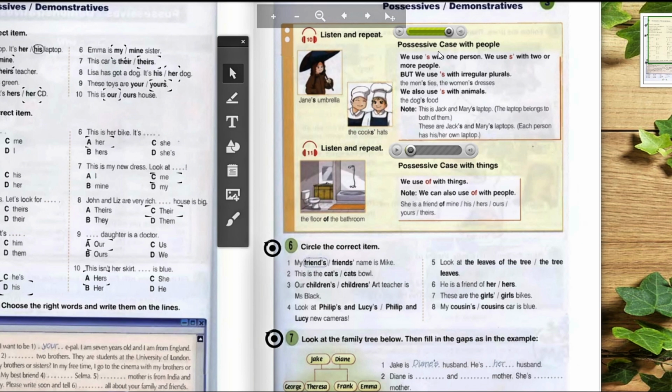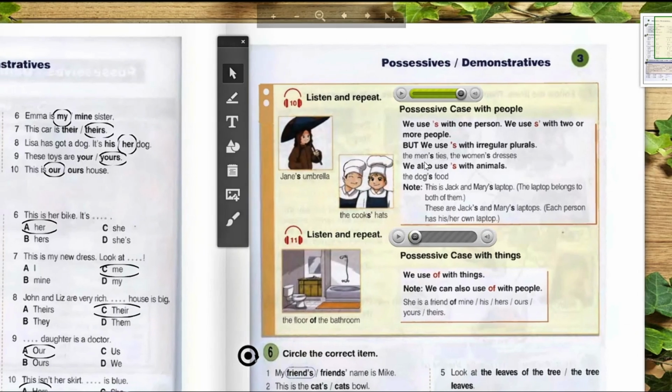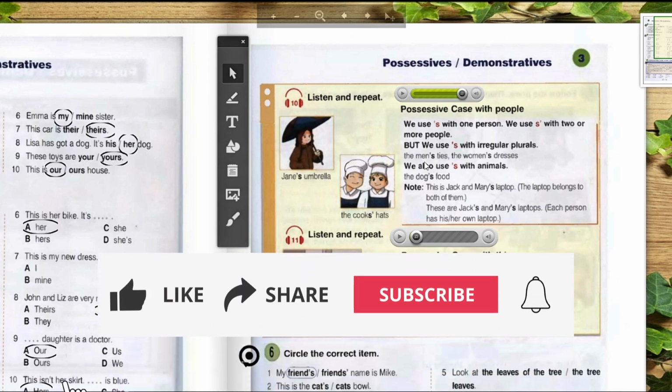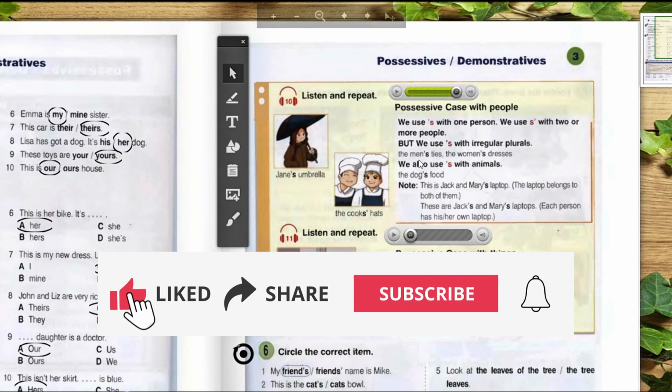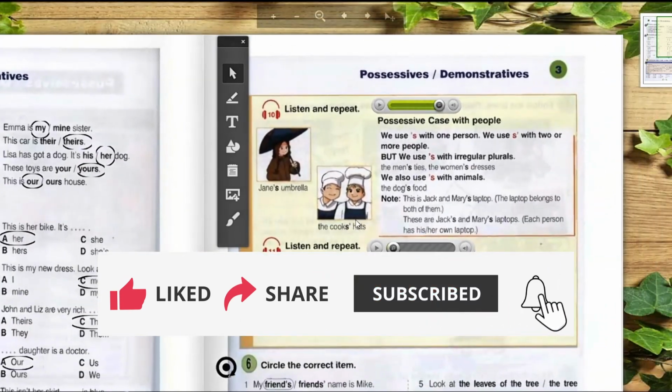Okay, we have listened to it. So we see the possessive case with people. We use apostrophe s with one person and s apostrophe with two or more people. We also use apostrophe s with irregular plurals. For example, we know that the plural of man is men, and child is children. We also use apostrophe s with animals.